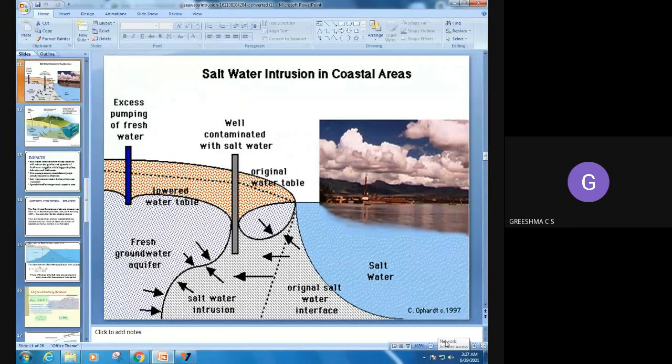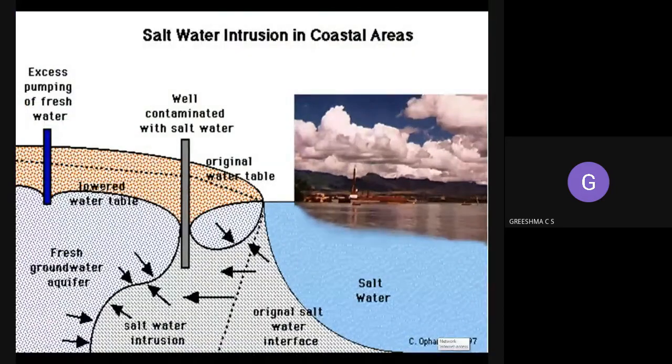This is another picture of saltwater intrusion that is occurring in the coastal areas. This is the salt water. You can see the seawater intruding. This is the seawater.